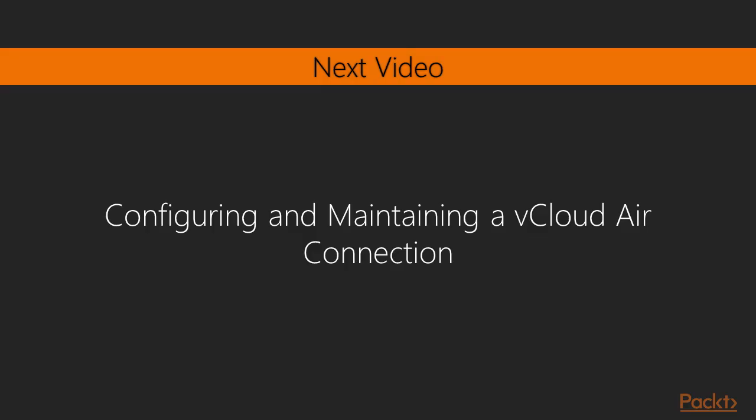Let's take a look at what's in store for us going forward. In the next video, we will be looking at something really interesting again, configuring and maintaining a vCloud Air connection. vCloud Air is the VMware cloud product, and we will be looking at defining, managing hybrid clouds with the various tool sets that are available with vSphere 6 and with VMware.